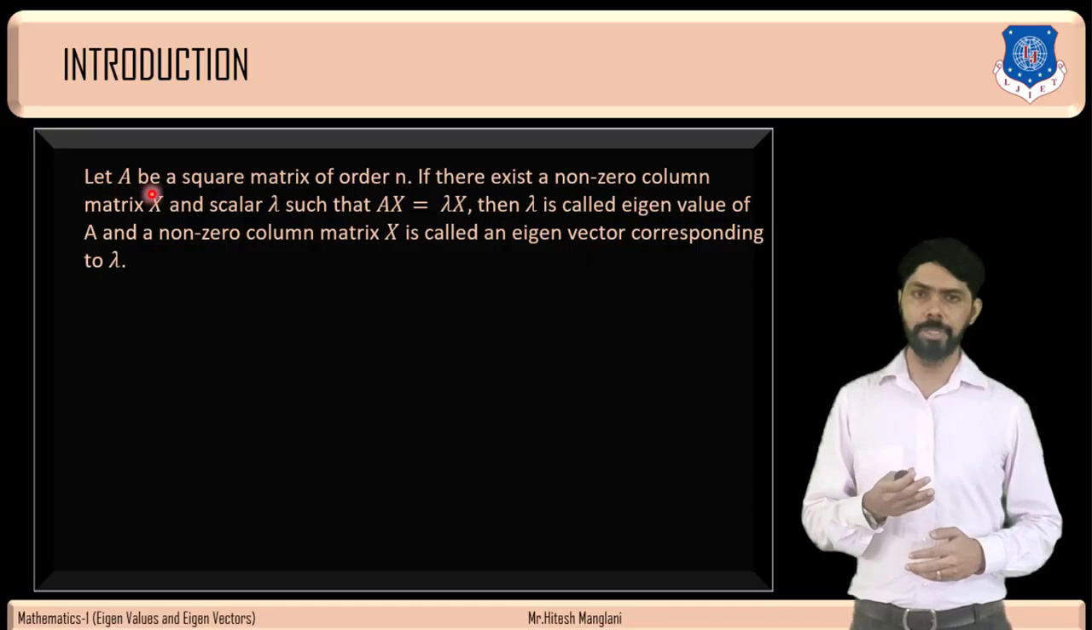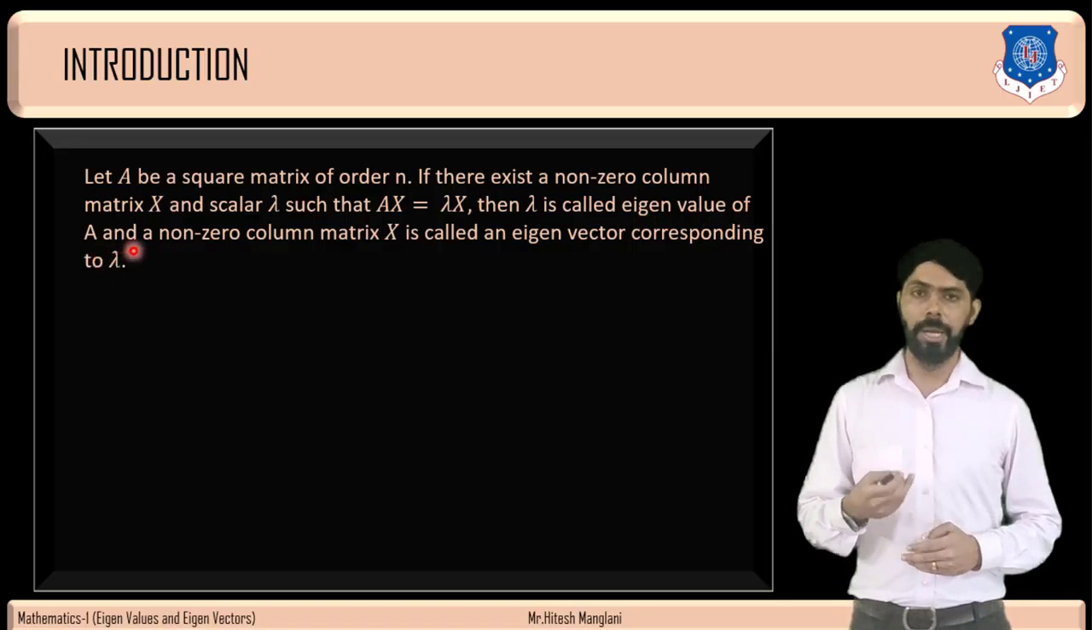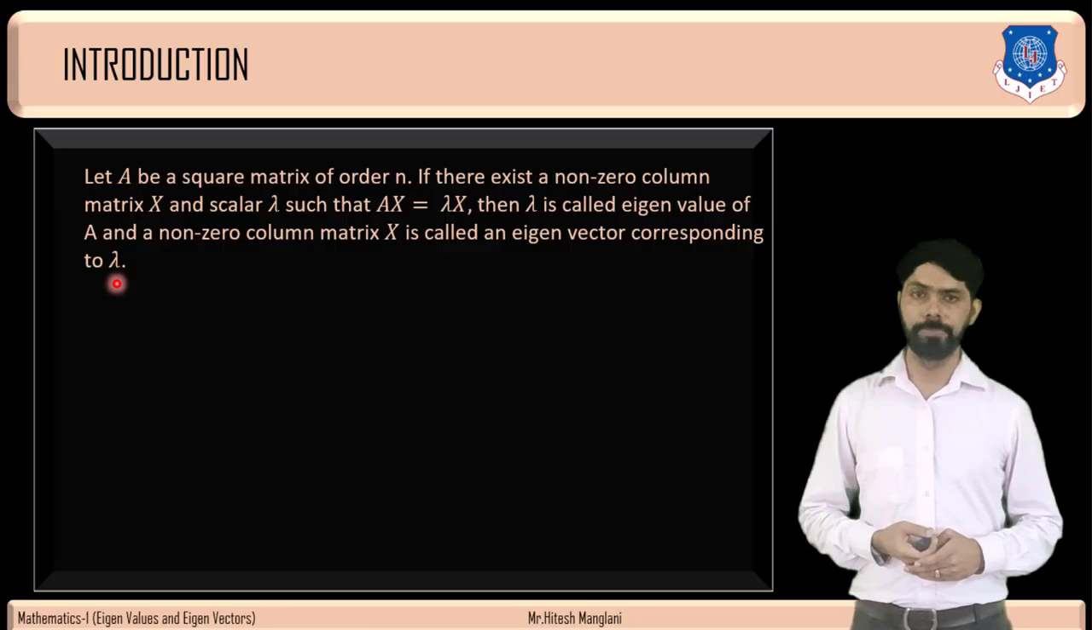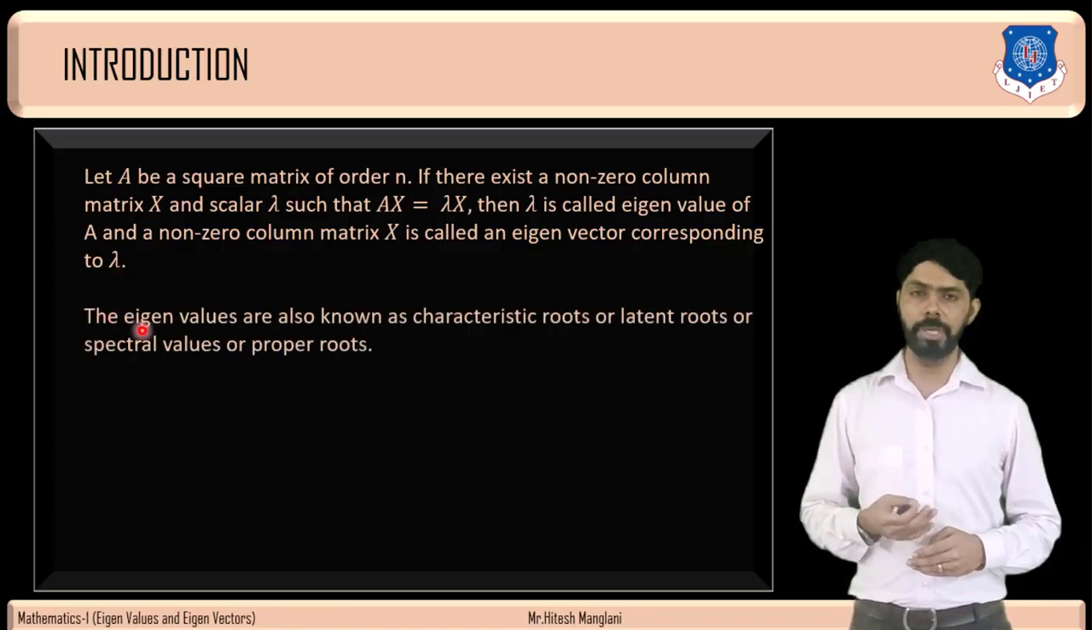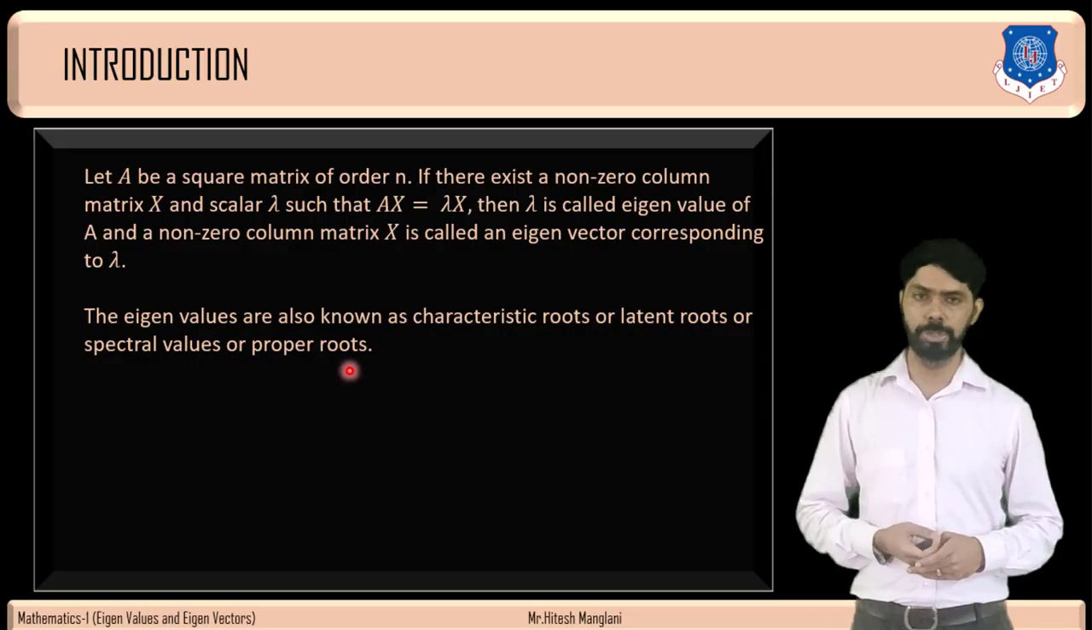So let A be a square matrix of order n. If there exists a non-zero column matrix capital X and a scalar lambda such that A into capital X is equal to lambda into capital X, then lambda is called an eigenvalue of capital A, and the non-zero column matrix capital X is called an eigenvector corresponding to lambda. The eigenvalues are also known as characteristic roots, latent roots, spectral values or proper roots.